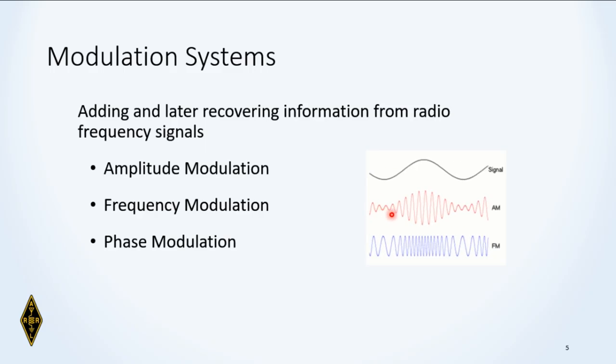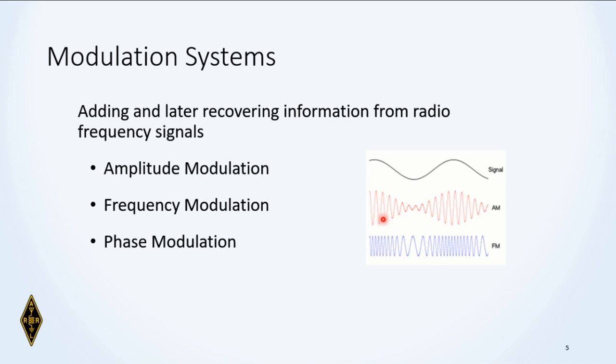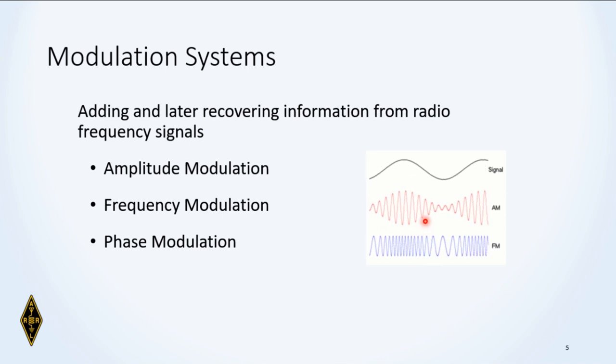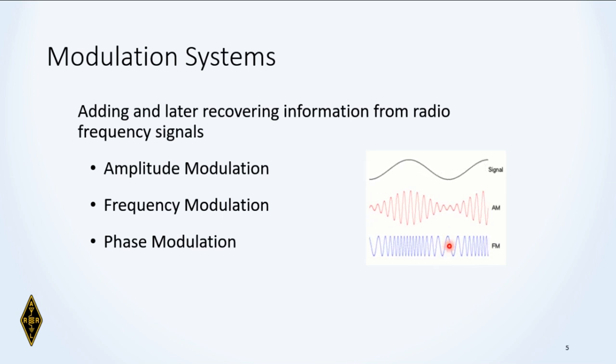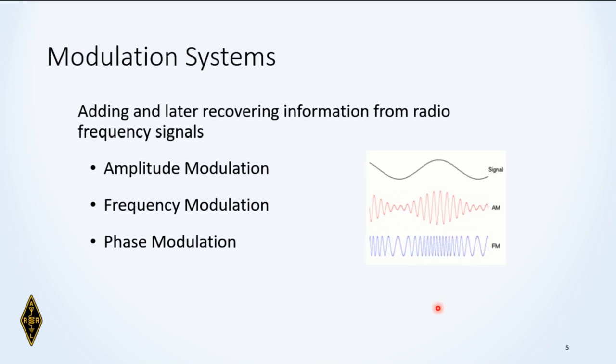And to connect a past concept, remember peak envelope power? The only way to tell what your power is here for measuring it FCC-wise is to go to these peaks. And with AM, you can see where the peaks are. With FM, it's a continuous carrier, basically. So the peak envelope power is actually the power output of your transceiver.